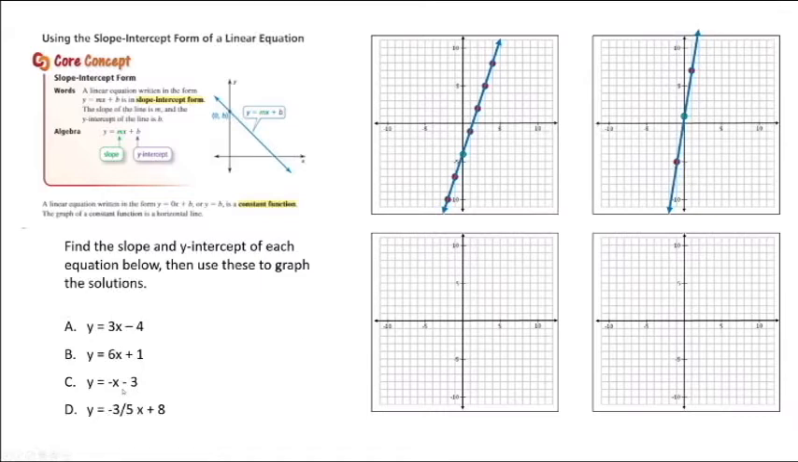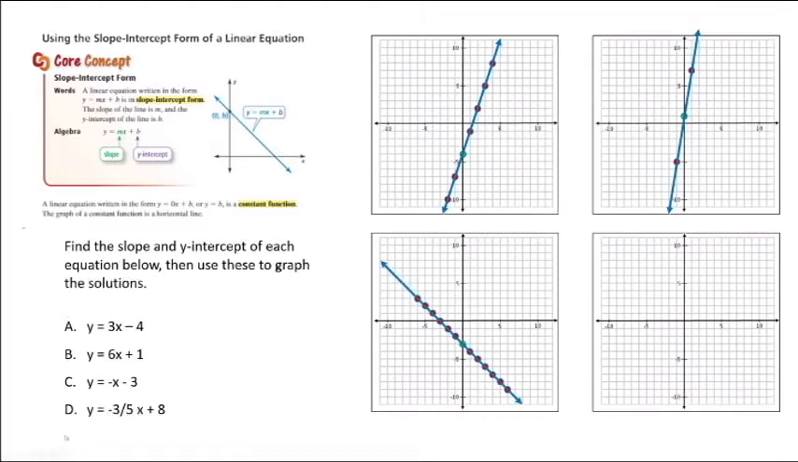Example C is one that tends to give people trouble. Your y-intercept is negative 3. Your slope, you'll see again, there is no number here. It is negative 1. That's down 1 over 1 every single time. And again, give yourself enough dots that you can see it.